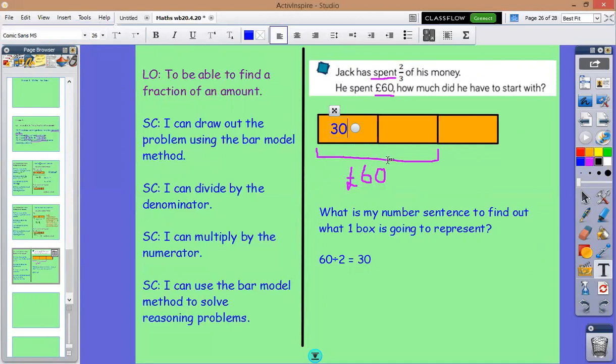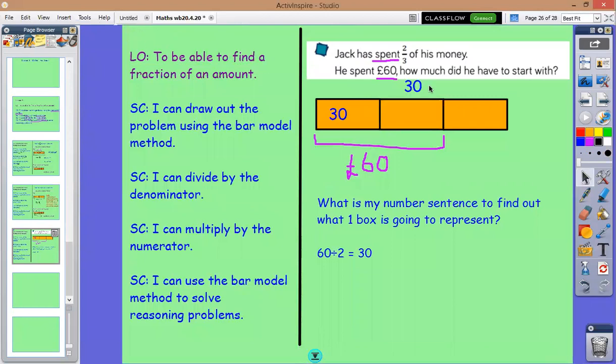I'm just going to move these over for you. And the last one, 30. So now, how much, the question is asking, did he start with? Okay, so he started with altogether 30, add 30, which is 60, add another 30, or we could do 30 times 3, which would equal £90.